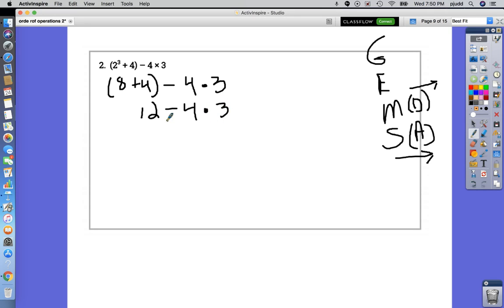So now, am I going to have 12 subtract 4 times 3? Or am I going to need to multiply first and then subtract? B's tell A's. Do you subtract or do you multiply next? 15 seconds. Ready? Go. And time. Okay, A's. Report out. What did B's tell you? Go.